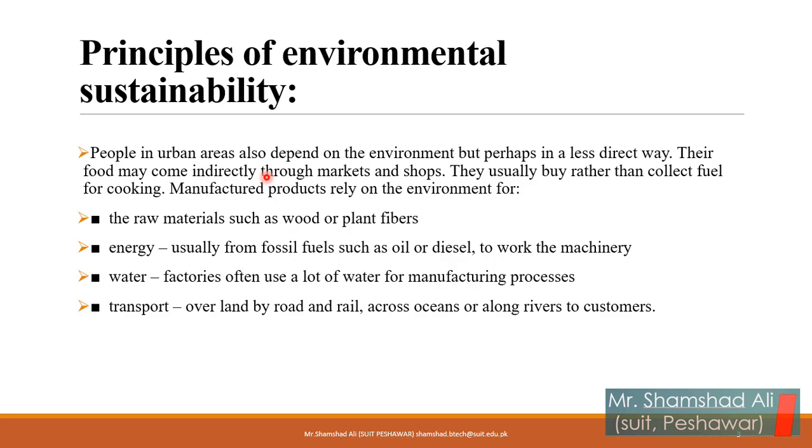People in urban areas are also dependent on the environment, but perhaps in a less direct way. Their food may come indirectly through markets and shops. They usually buy rather than collect fuel for cooking. Manufactured products rely on the environment for raw materials such as wood or plant fibers, and energy, usually from fossil fuels such as oil and diesel, to run the machinery. Water: factories often use a lot of water for manufacturing processes. Transport: goods move by land, by road and rail, across oceans and on rivers to customers.